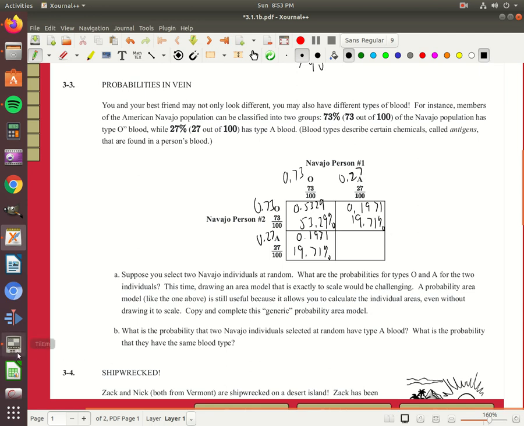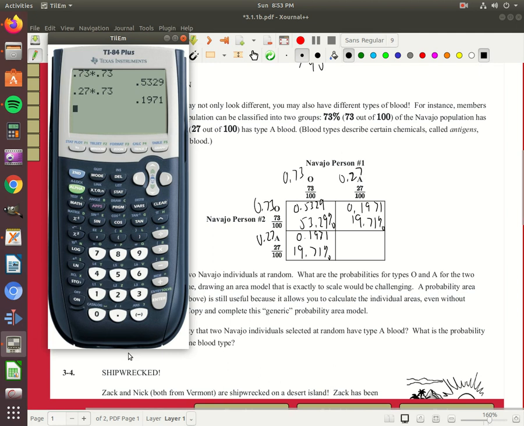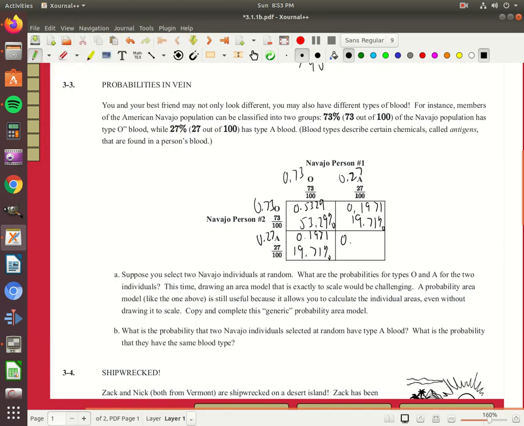And then finally, I could just subtract 100% minus, but I think it's going to be faster to go 0.27 times 0.27. Should be somewhere around 0.06 or something. There we go. 0.0729, I think it was. 7.29%. Let's go ahead and verify that.